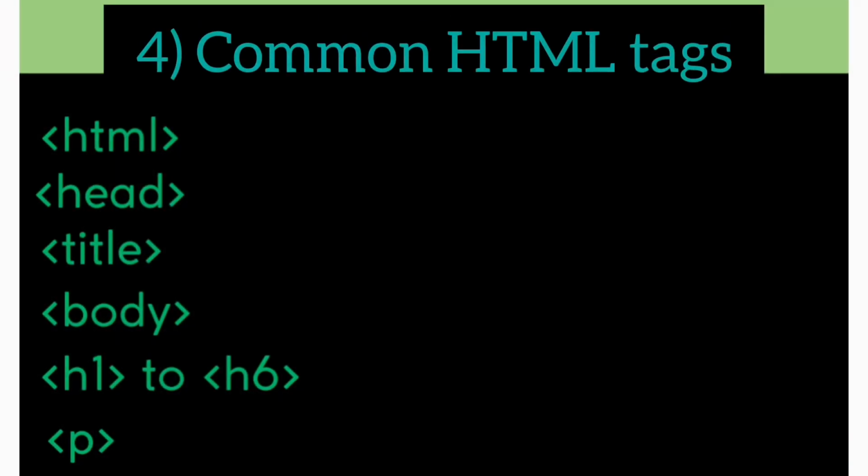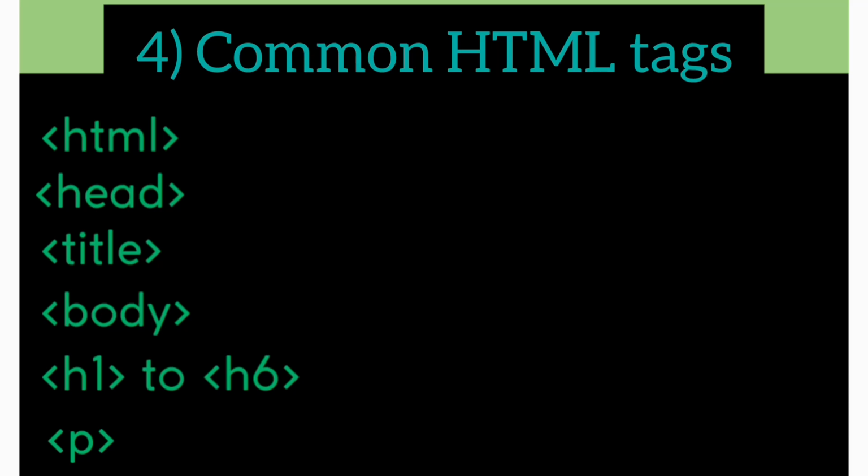Let's look at some common HTML tags and their purposes. There are 6 of them. So the first one is the HTML tag. It is the root element that contains all HTML content. The second one is the head tag. This is where meta information about the web page goes, like the title.